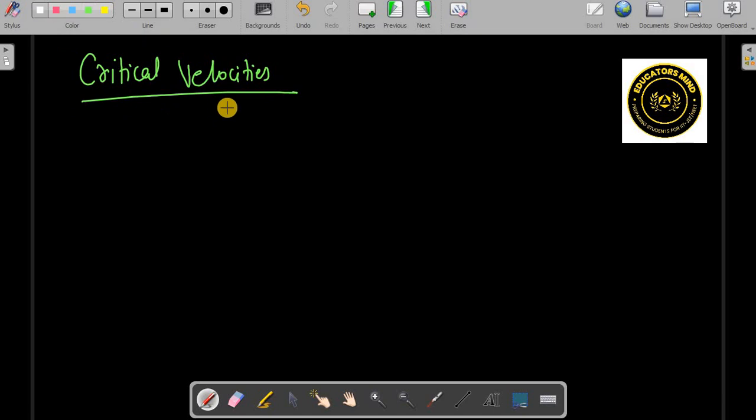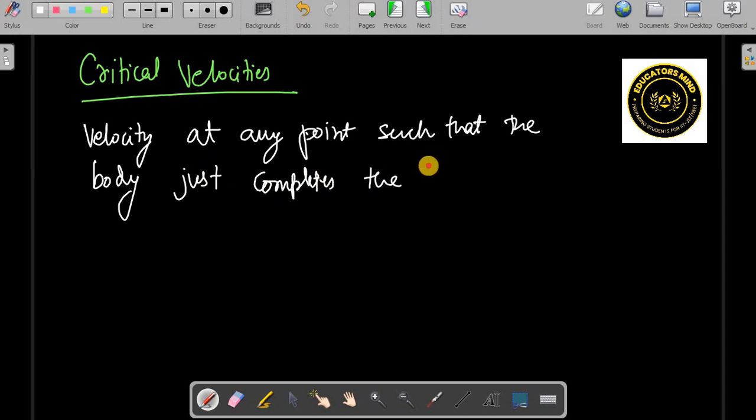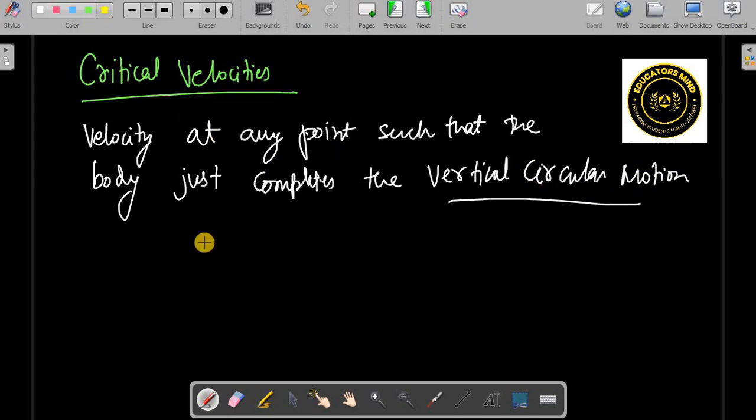So what is critical velocity? It is the velocity at any point such that the body just completes the circular motion, vertical circular motion. It is just able to complete VCM. Okay, so let's take the bottom and the top.